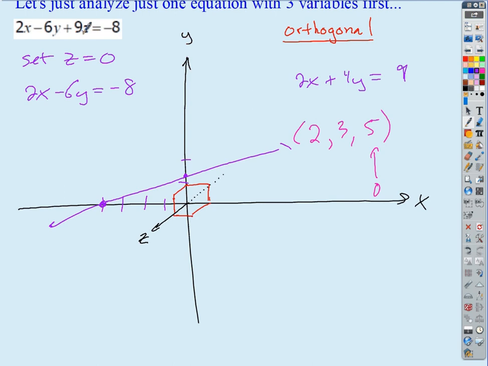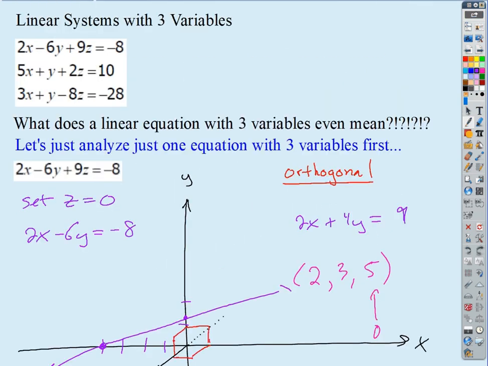So we figured out that when I write a linear equation in 3 variables, the geometrical entity that we're talking about is not a line, it's a plane. So then when I look at a system like this, I've got 3 different equations in 3 variables. Each of them has 3 variables. So each one of these is a plane, right?